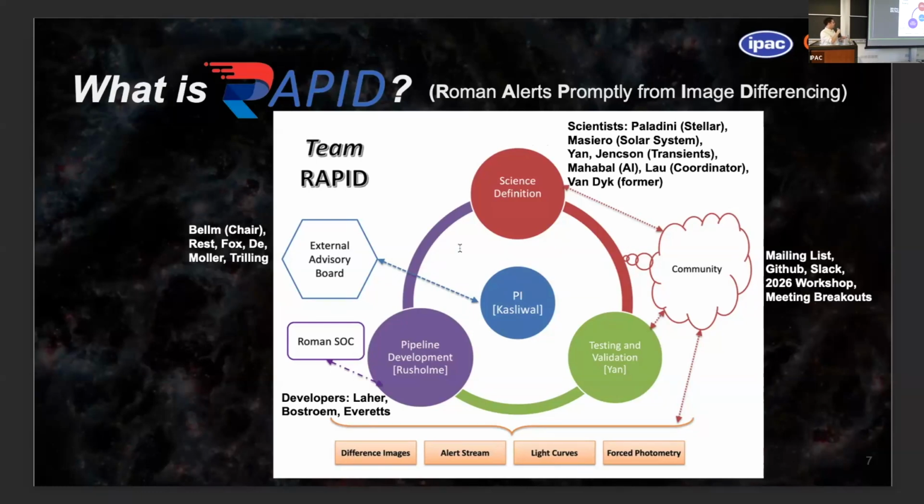And then, of course, we have an excellent team of developers located at IPAC, and I want to highlight two of our most recent members who joined just within the last few weeks, Ozzy Bostrom and Emily Everett, who joined our development team.